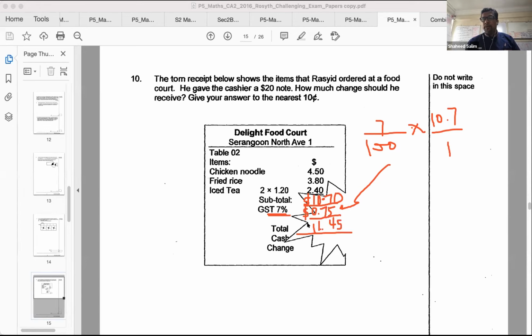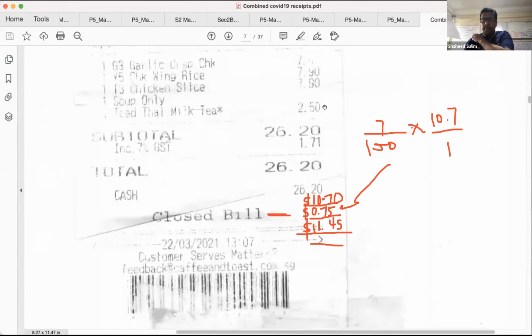Yes. So $11.45. Now, how much did they give? The person gave how much? Look, down here also you have it now. Down here, hold on. See?